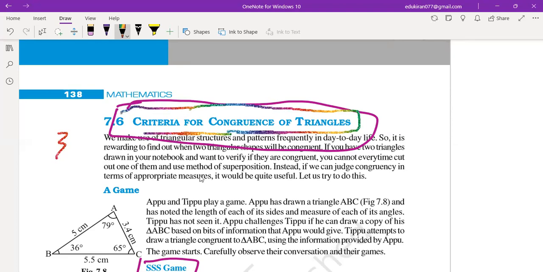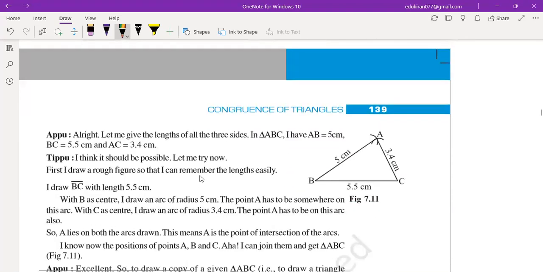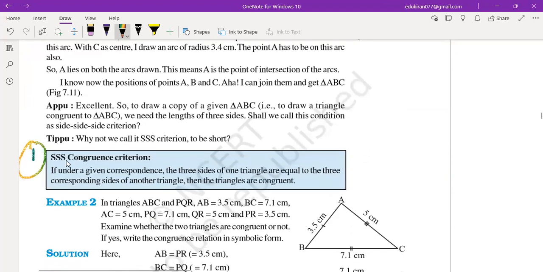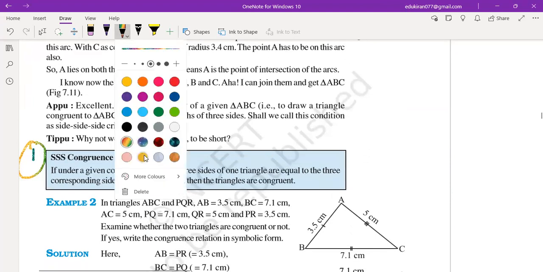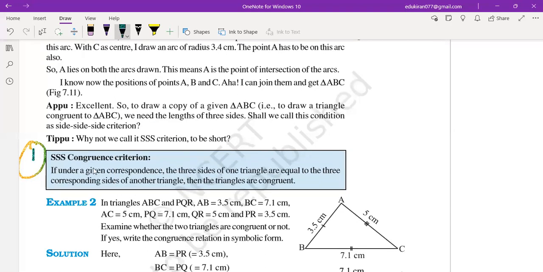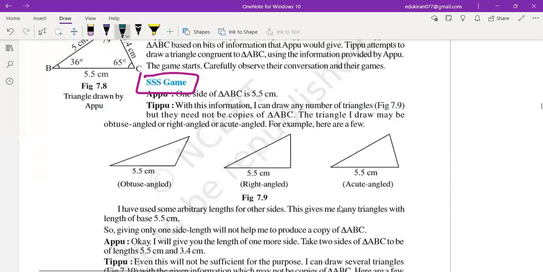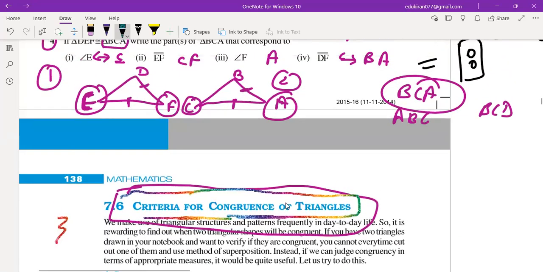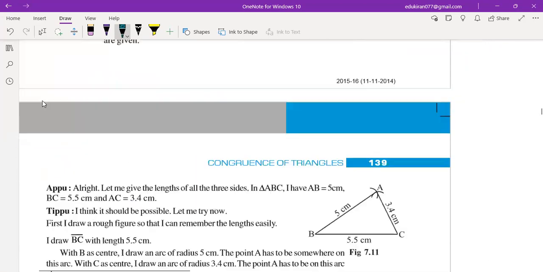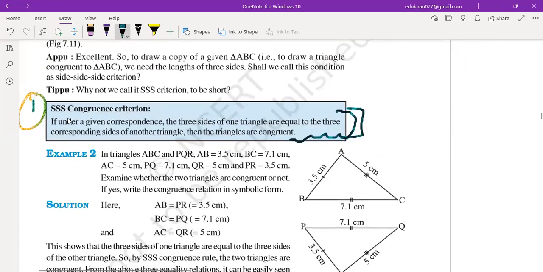Done, ma'am. Okay. Now, this is your first one. SSS criteria. In this, if under the given correspondence the three sides of one triangle are equal to three corresponding sides of another triangle, then the triangles are congruent. Ma'am, I think I wrote the heading wrong. The heading is: Criteria for congruence of triangles. Okay, so first criteria is SSS congruence criteria. So just write it. Then I'll explain how to use this.